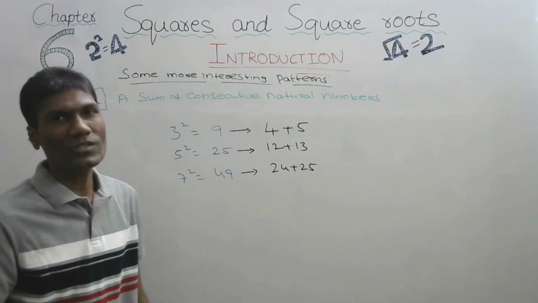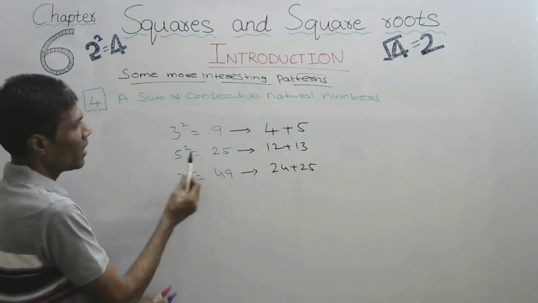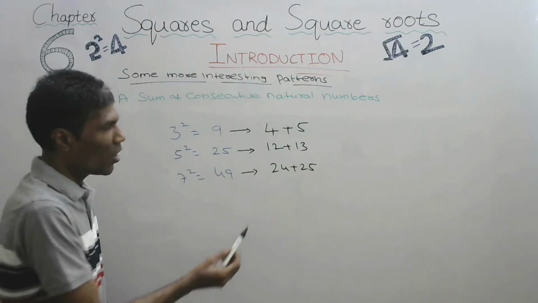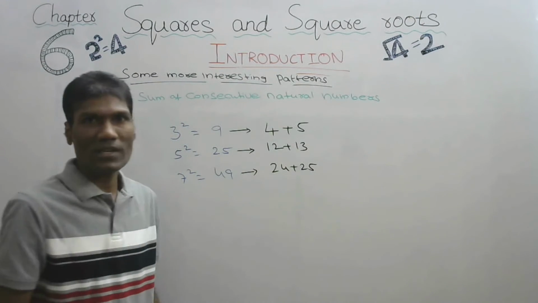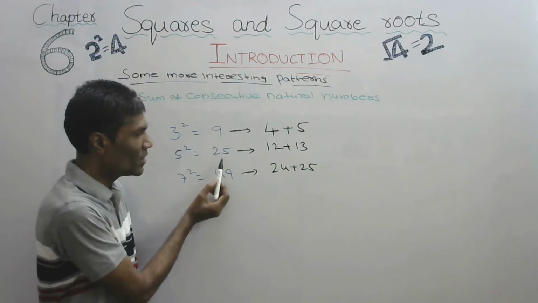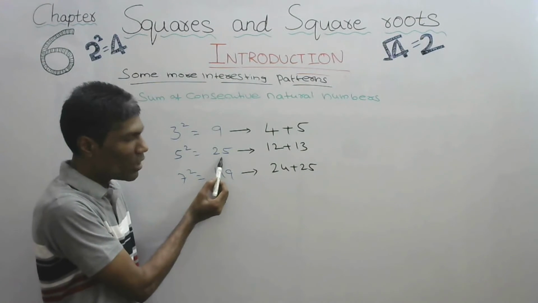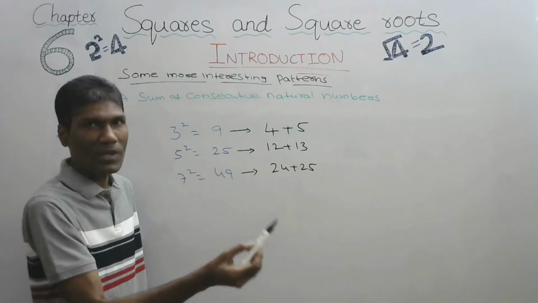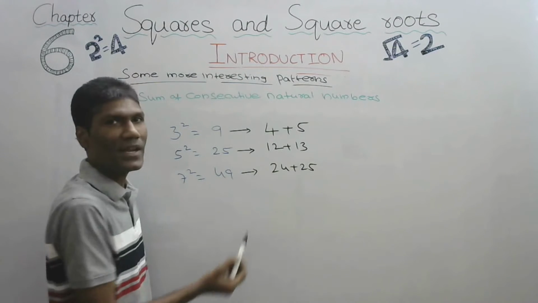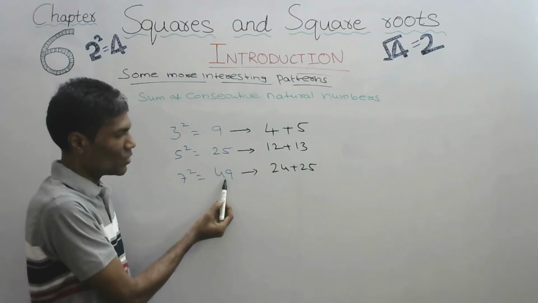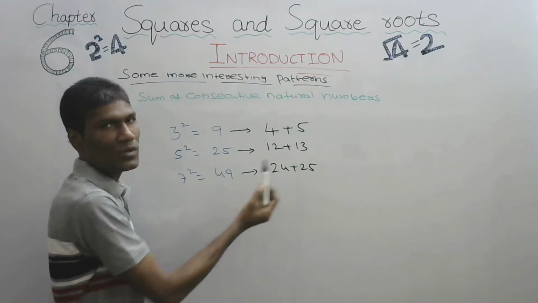Then the next question arises. If anybody asks, for example, 5 square, 25, how do we know that it can be 12 plus 13? So simply what we do is take half of it. How much will it be? 12.5. 12 plus something, 12.5 exactly. So starting with 12, the next number. Similarly here also, 24.5. So 24 plus 25.